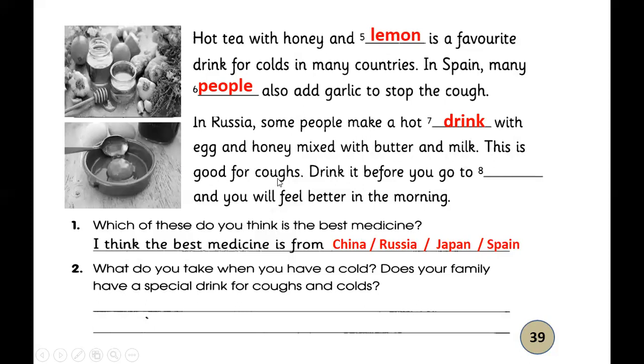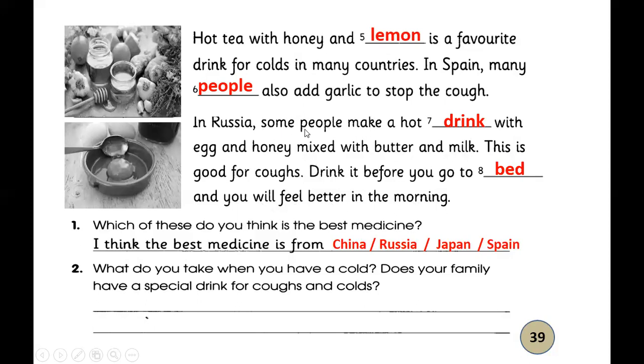Drink it. Drink it, this is imperative, meaning a command. Drink it before you go to bed. And you will feel better in the morning.